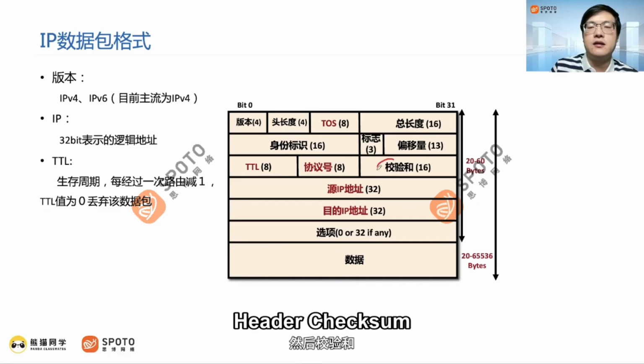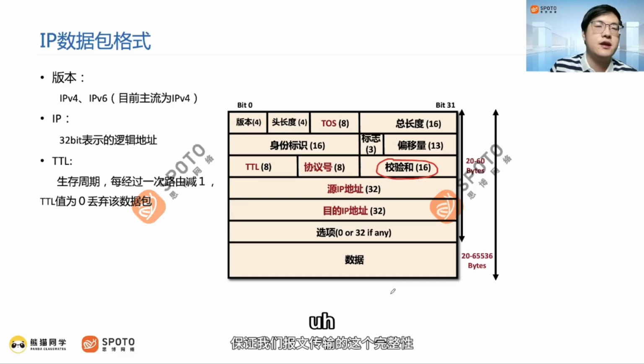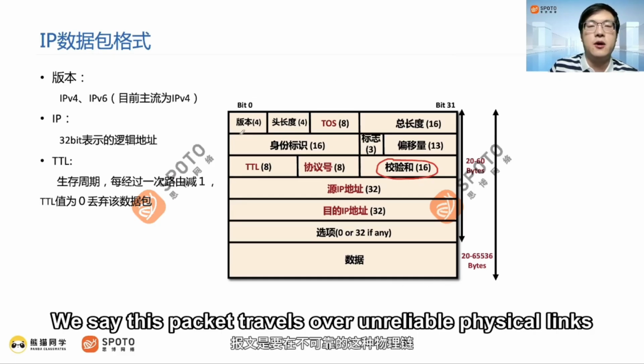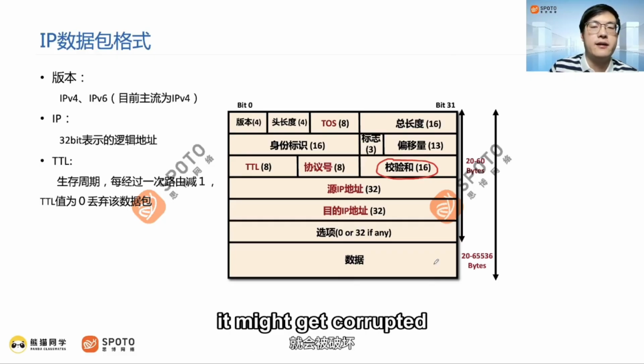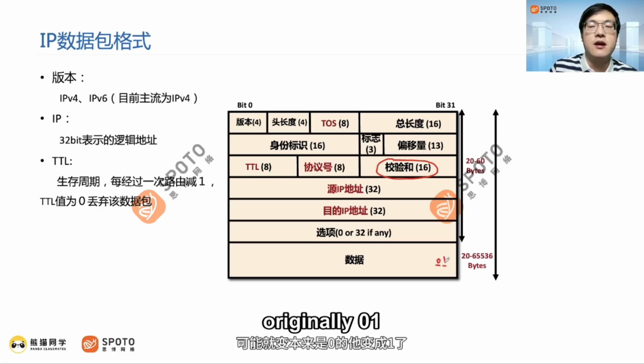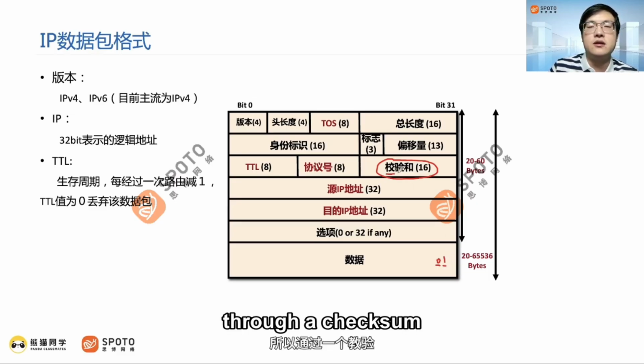Next, header checksum. What does the header checksum do? It ensures the integrity of our packet during transmission. We say this packet travels over unreliable physical links, so the packet might get corrupted after transmission. Certain fields inside might change. Through a checksum, we can detect this.